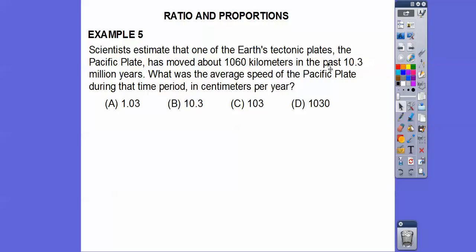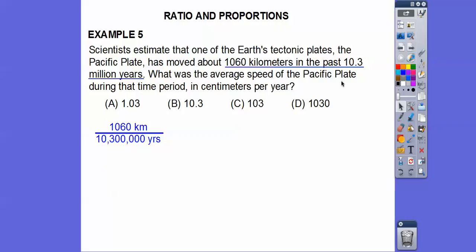Let's change 10.3 million, you guys. We're going to take this decimal and move it over 6 times. So when we move it over 6 times, it gives us 10,300,000 years right there. So here it is in terms of kilometers per years right here. We want it in terms of centimeters per year. So we're going to keep the years downstairs. We just got to change this to centimeters.